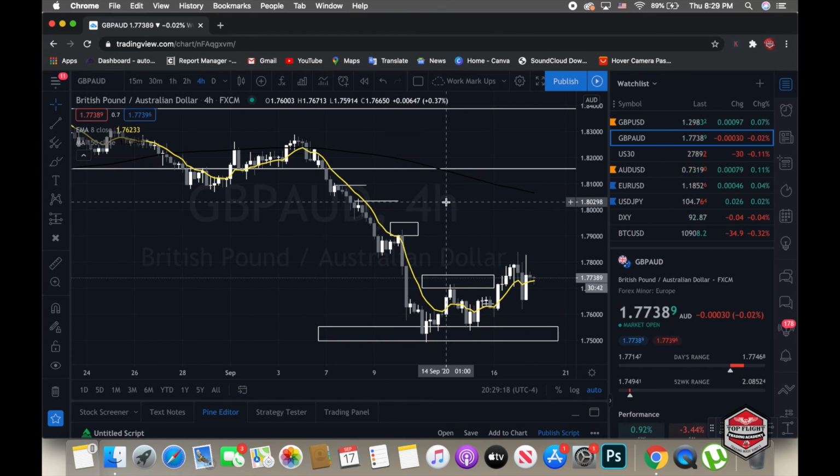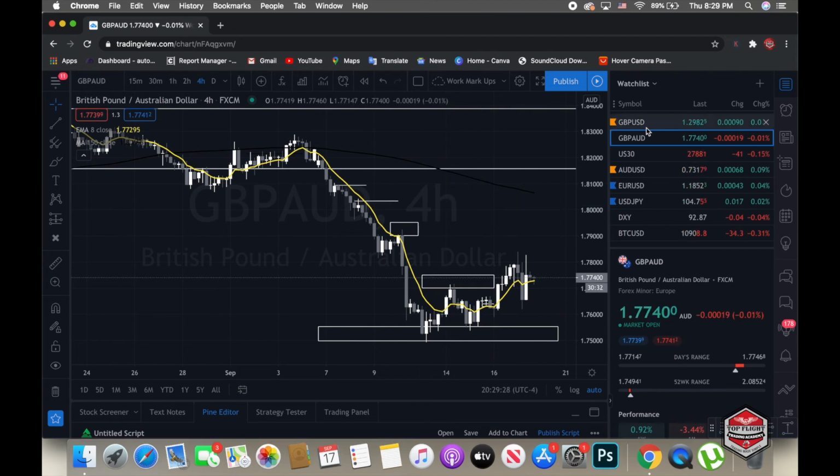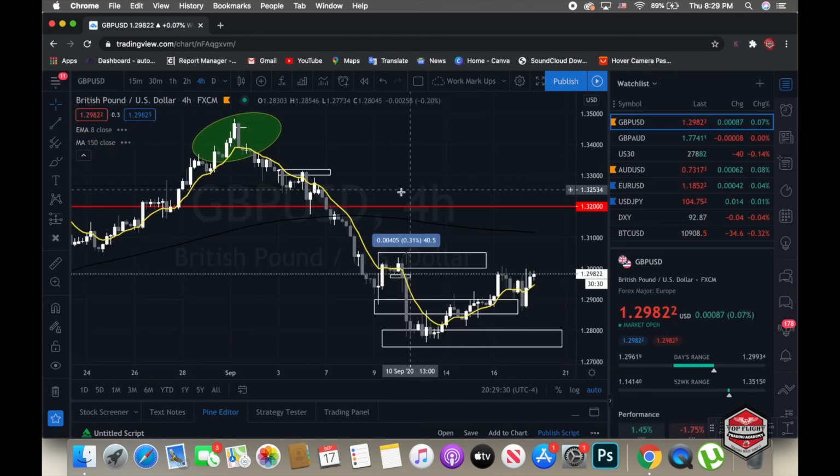Today we're going to be giving you guys some more information on how to find key levels in the market. Okay, so without a doubt, let's jump right into it. As you guys can see pulled up on my screen here, we're going to look at GBP USD.